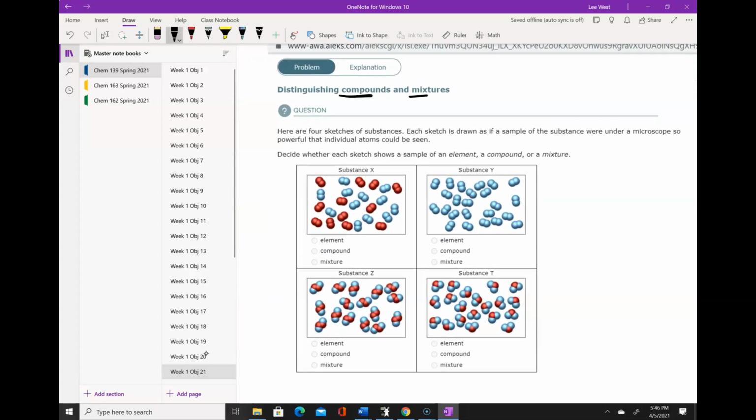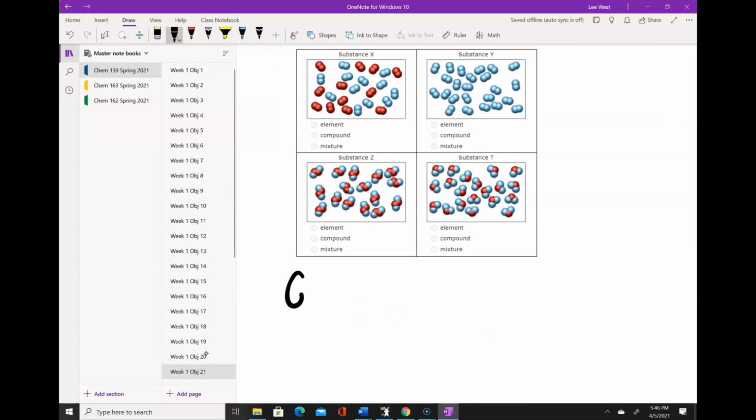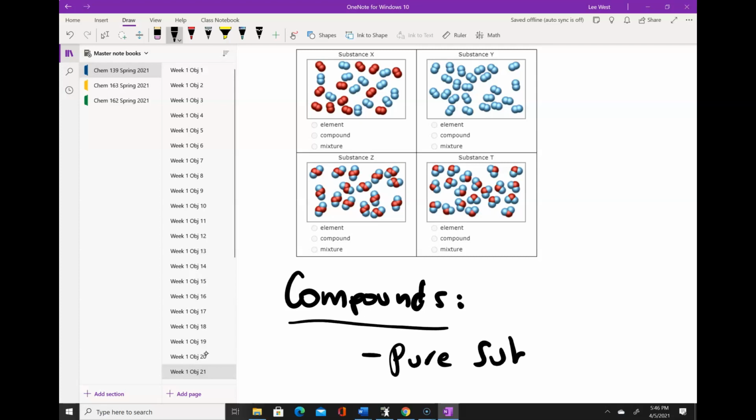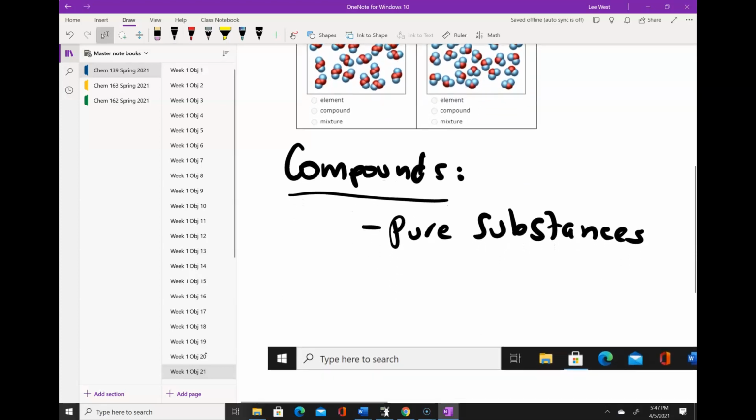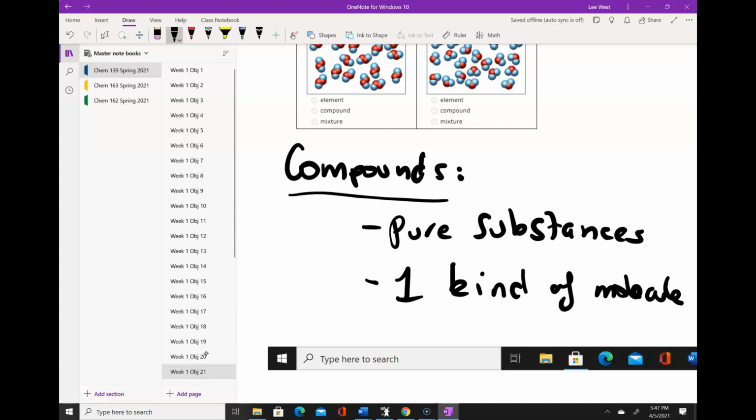Distinguishing compounds and mixtures. So compounds are examples of pure substances. The other kind of pure substance is an element. There is only one kind of molecule in a pure substance. They have one kind of molecule, but those molecules have at least two atom types.